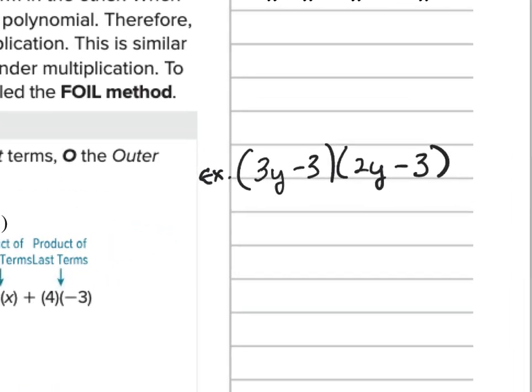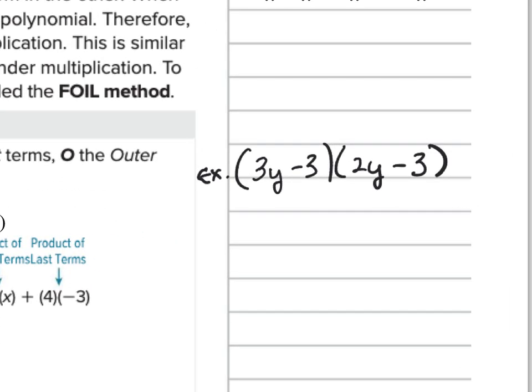And so here, if we look at this, we're going to distribute or multiply. This is an example, and I would encourage you to do this example real quick, stop the video, and then check it out. But we're going to take 3y and multiply it by everything over there, and then take negative 3 and multiply it by everything over here. So let's see, we have 3y times 2y minus 3. Then we have minus 3 times 2y minus 3.